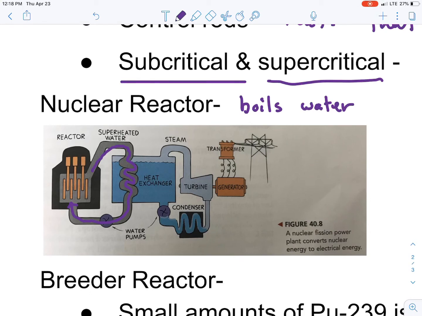And so they're going to absorb this heat, and then they're going to use that heat in another tank that's not radioactive water to boil that water in there and turn it to steam and turn a turbine and then turn a generator and then make electricity, right?